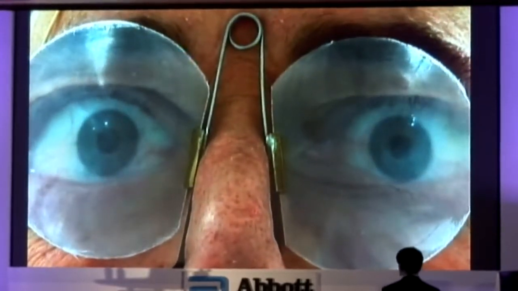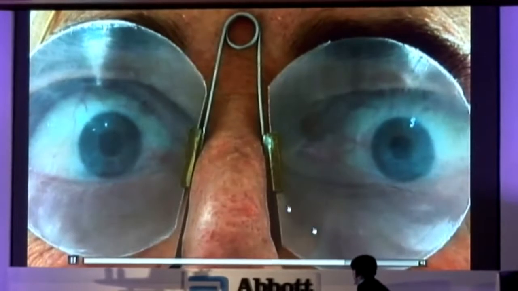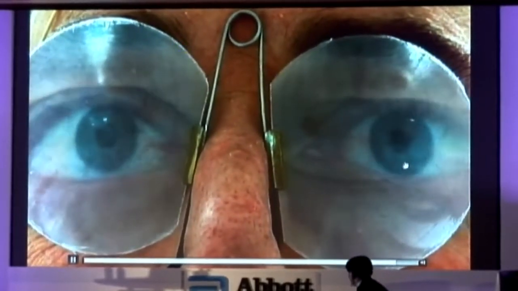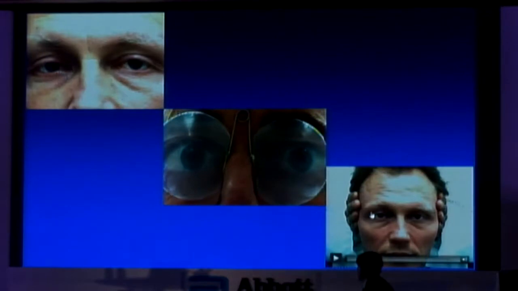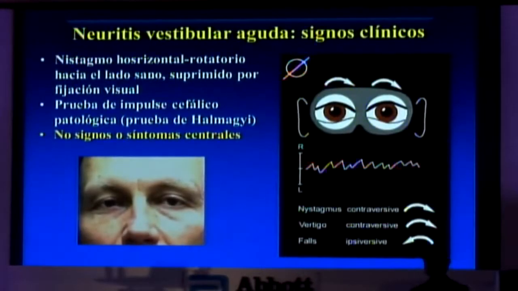And then you clearly see the nystagmus, which is beating to the right and has a horizontal torsional component, which is typical. And now the head impulse test, clearly pathological. Yeah? So no central signs, pathological head impulse test, and a nystagmus that can be suppressed by visual fixation. All this supports the diagnosis of acute vestibular neuritis. To summarize the clinical findings: horizontal rotatory nystagmus, beating toward the healthy side, pathological head impulse test, and no signs or symptoms indicating a central lesion.